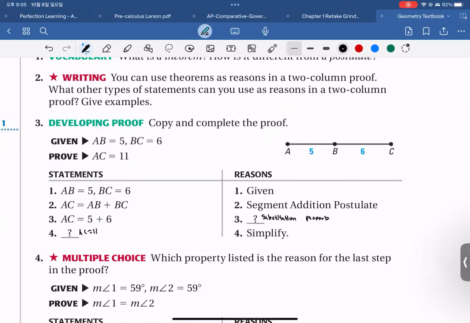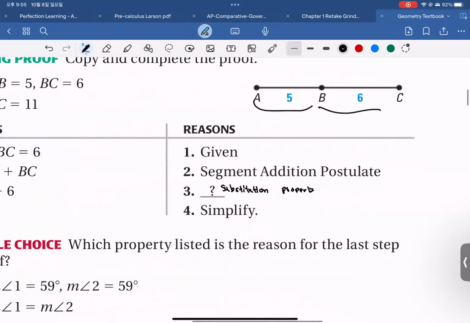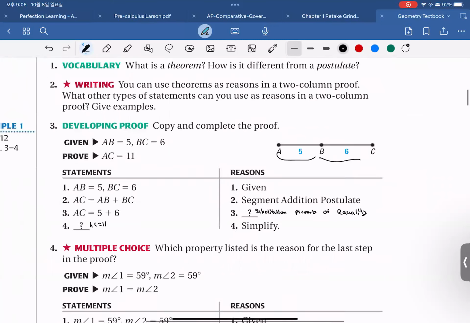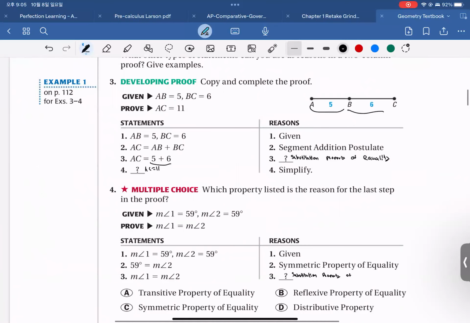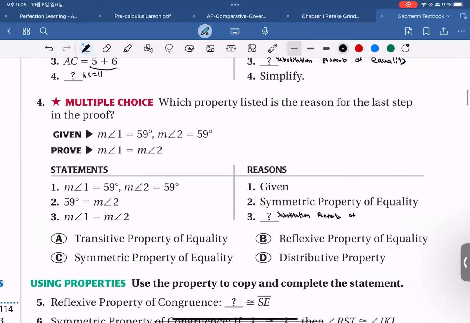So if you're given these two statements, the segment addition postulate states AC is equal to AB plus BC, which is also pretty straightforward. And because you're substituting 5 for the length of AB, and 6 for BC, you're using the substitution property of equality. The last step is you're just adding these two, and that would be simplification, giving you AC is equal to 11.